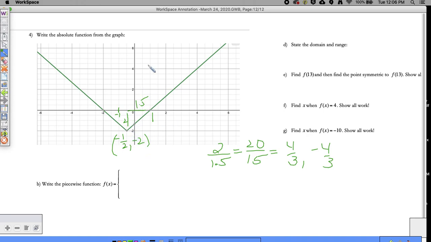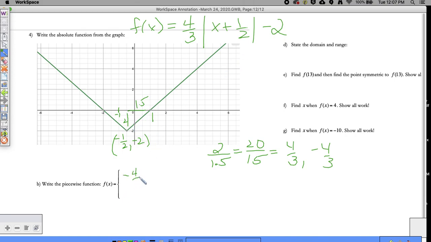However, now that I am ready to go, my vertex is at (-1/2, -2). So now I can just do f of x is equal to, because I know what the slopes of my lines are, 4/3 times the absolute value of x plus 1/2, minus 2, okay? And I know it's going to be positive, by the way, boldly, because this is opening up, so it's not going to be -4/3.